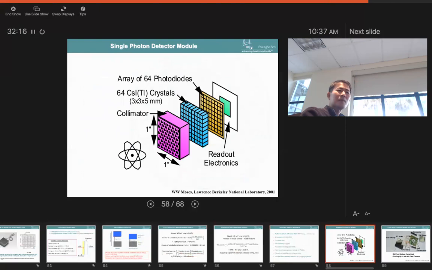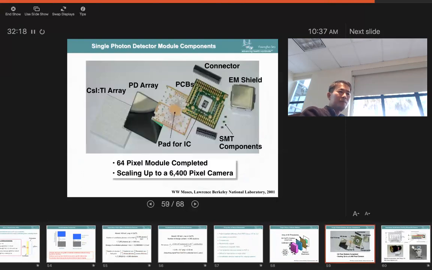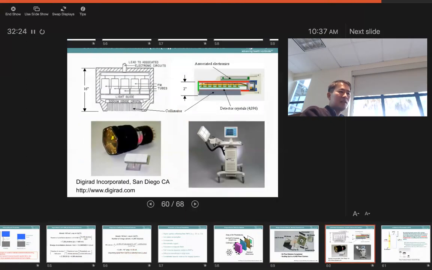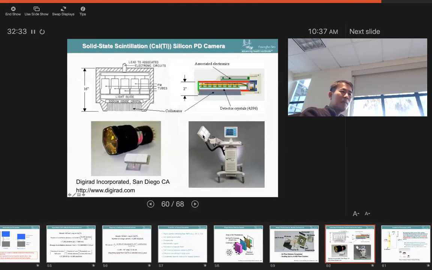This is basically showing how small you can make a radiation detector with a silicon photodiode. Compared to a PMT-based radiation detector like this, you can make the same thing in a very small, compact, portable way. The PMT structure cannot have this form factor.